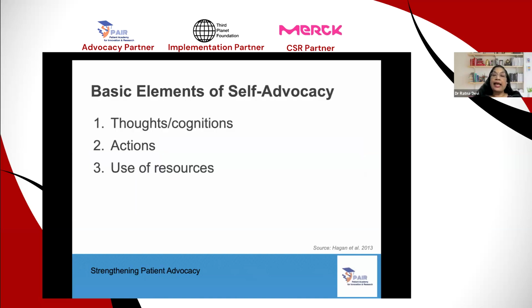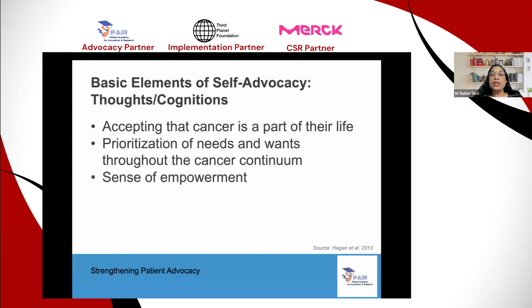So what are the basic elements of self-advocacy? First is thoughts and cognition. So you will think, what should I do to make my healthcare better? You will recognize what are the elements that are required to make your healthcare better? And then you convert that to actions. So, for example, reaching out to an advocacy group, joining an advocacy group, reaching out to your healthcare providers, reaching out to healthcare systems, and then you use the resources that are available around you so that you are able to advocate for yourself.